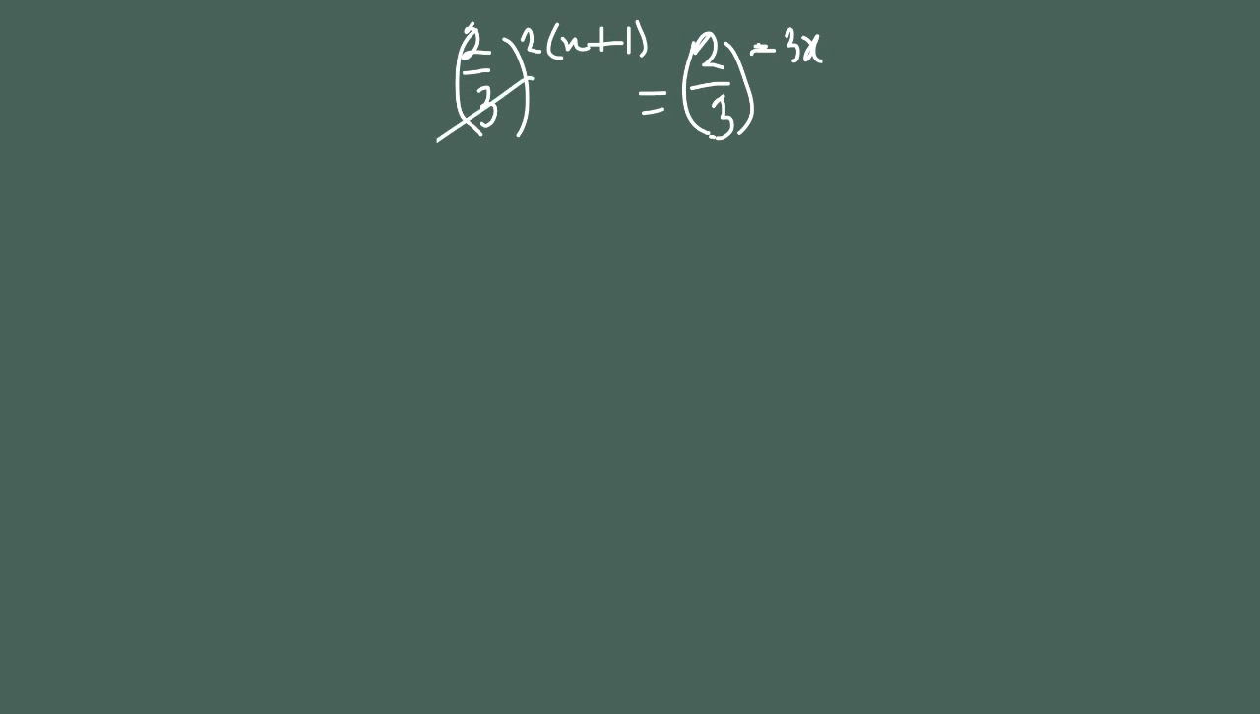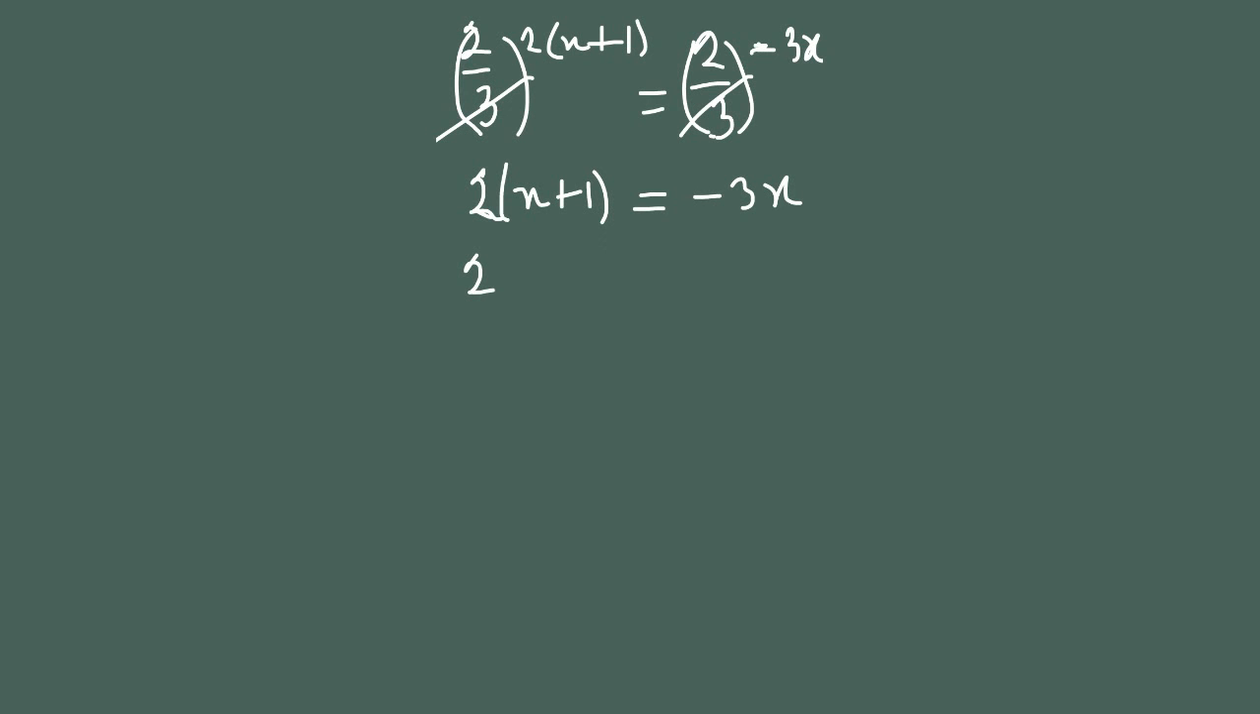So there we have (2/3) all raised to the power 2 into bracket x plus 1. This is equal to (2/3) on the right hand side, also raised to the power negative 3x. So now that the bases are equal, we equate the exponents. So we shall have 2 into brackets x plus 1 is equal to negative 3x.